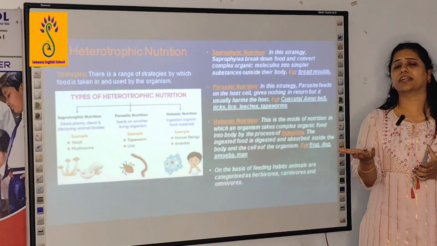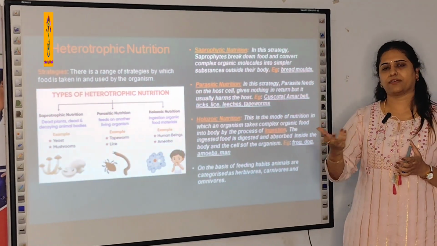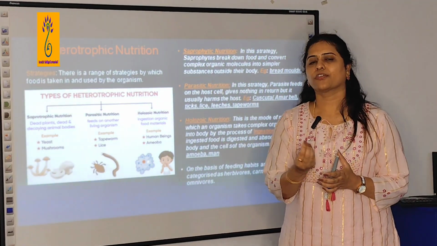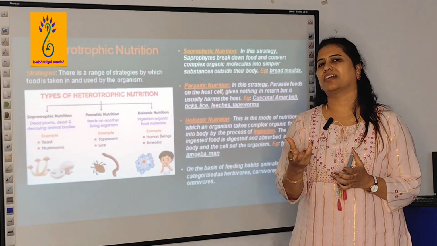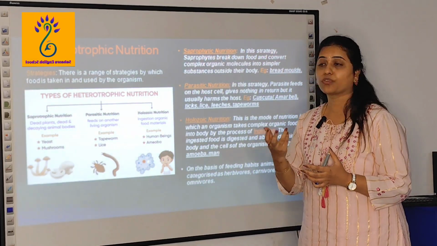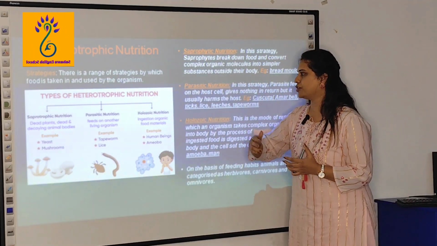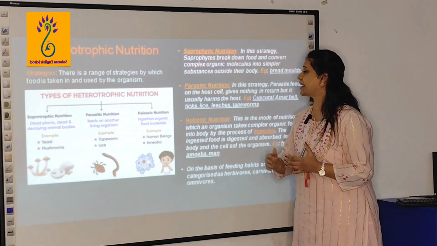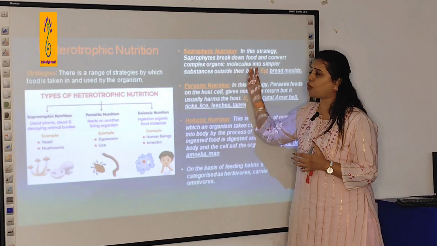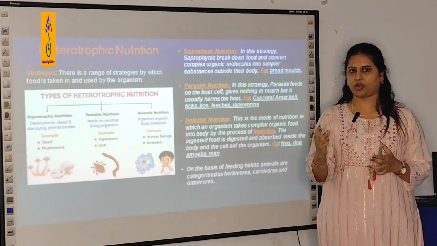For example, you can see bread mold. When you keep bread for so many days, put some water, you can observe that. That is an experiment you have done in childhood days. Put some water and keep it aside for 2 days. You can observe some greenish material, that is nothing but fungus, that is bread mold. Mushrooms and yeast are all examples which perform saprophytic nutrition. In this, the saprophytes break down and convert the complex molecules into simpler ones outside the body.